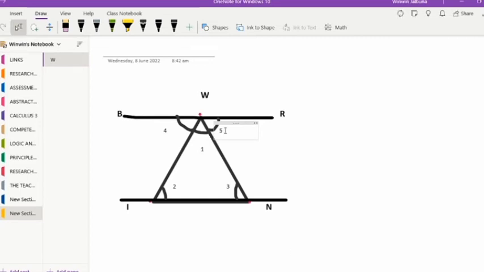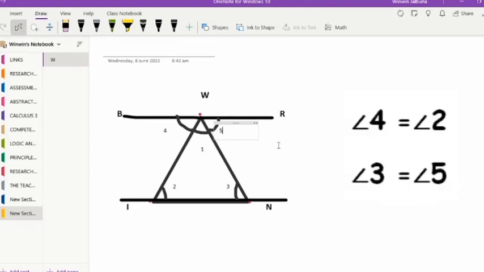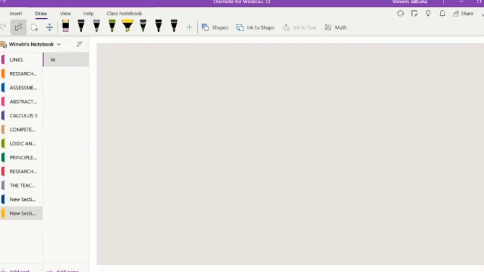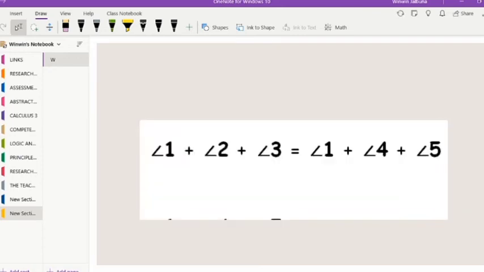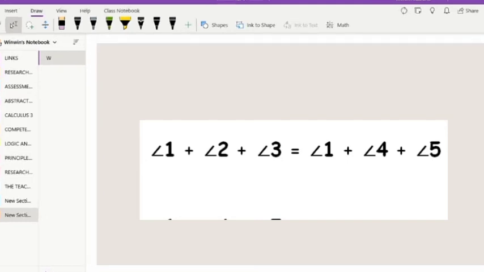The same rules apply on the other vertical half of the triangle. Then we have angle 4 equals angle 2, and angle 3 equals angle 5. They are the alternate interior angles of triangle WIN. To identify the sum of the interior angles of a triangle, we have angle 1 plus angle 2 plus angle 3 equals angle 1 plus angle 4 plus angle 5.